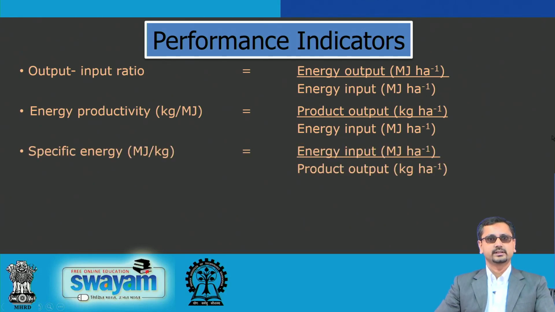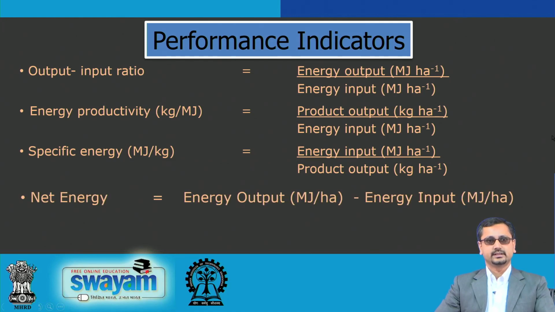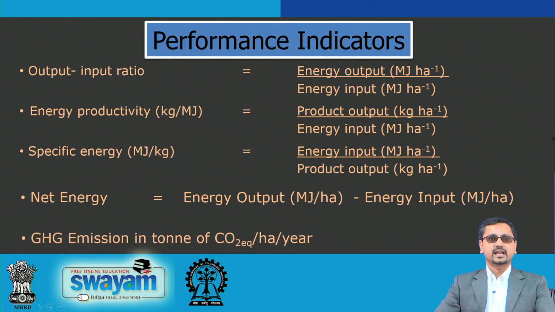megajoule per hectare. The specific energy is the reciprocal of the energy productivity, and is expressed as megajoule per kilogram, which is the energy input in megajoule per hectare to the product output in kg per hectare. Similarly, the net energy can be computed by subtracting the energy inputs in megajoule per hectare from the output energy, again in megajoule per hectare. The greenhouse gas emissions can be expressed in tons of CO2 equivalent per hectare per year.